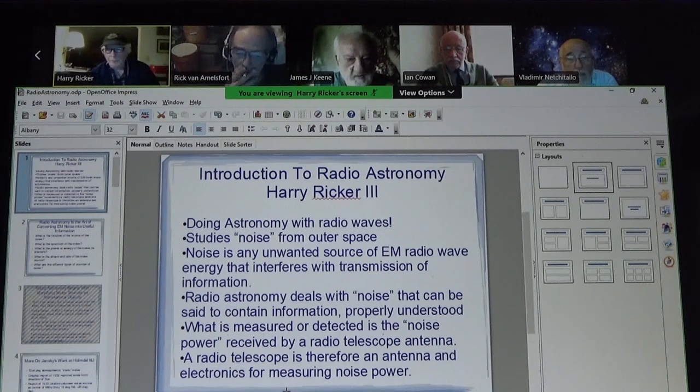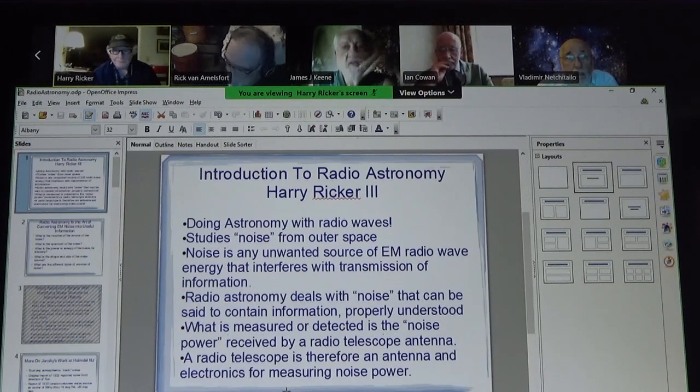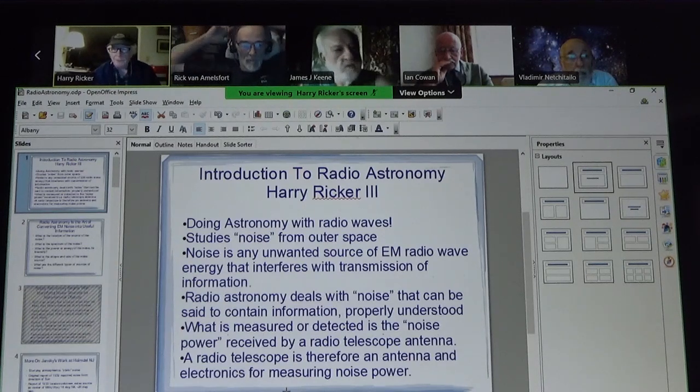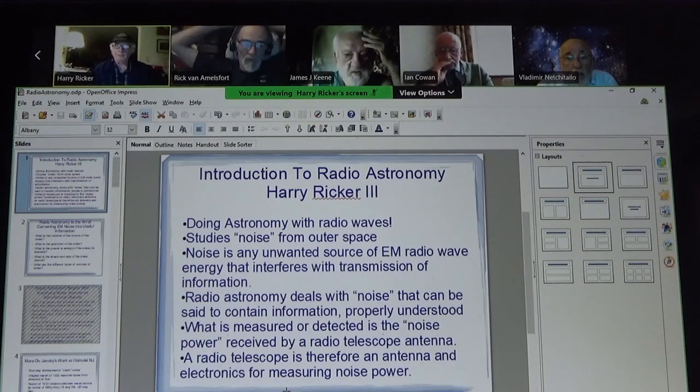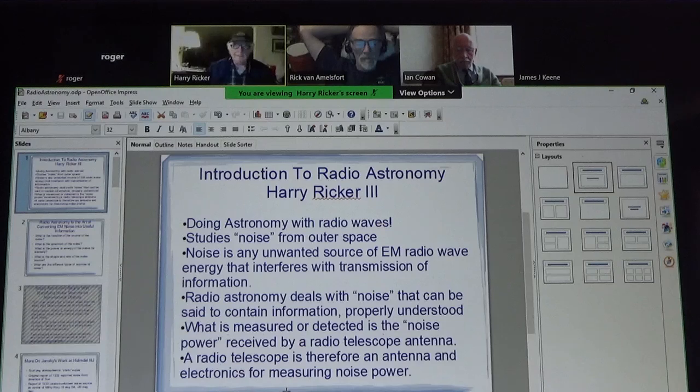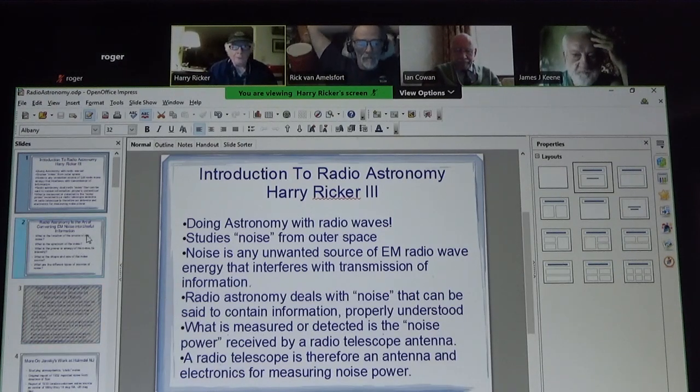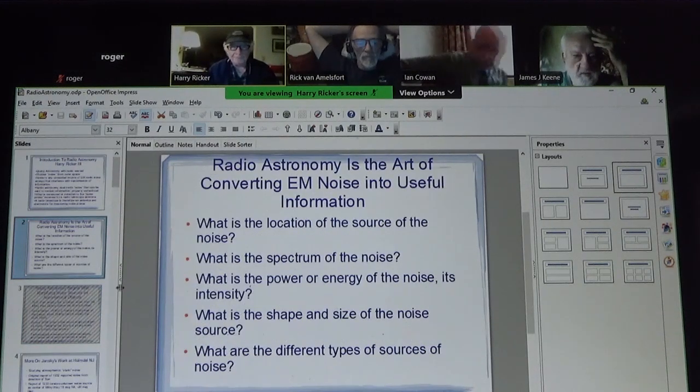So what kind of information does noise contain? What is measured or detected is the noise power received by a radio telescope antenna. It points at an object that gets noise, and that noise somehow contains some information. So I'm going to talk a little bit about radio astronomy as the art of converting noise into useful information.